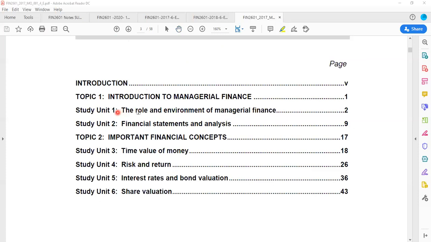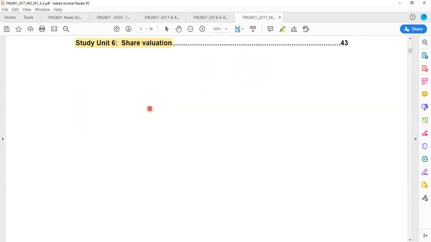We won't spend too much time on study unit 1 because usually they just ask 2 or 3 questions and they come in the multiple choice section. Most of the exam, if not all of the exam, at least maybe 95% of the exam is on these topics right here. The topics I'm highlighting. So in the exam, you're most likely to get 95% of the exam asking questions on these topics, and maybe just 5%, maybe even less, asking on the role and environment of managerial finance.